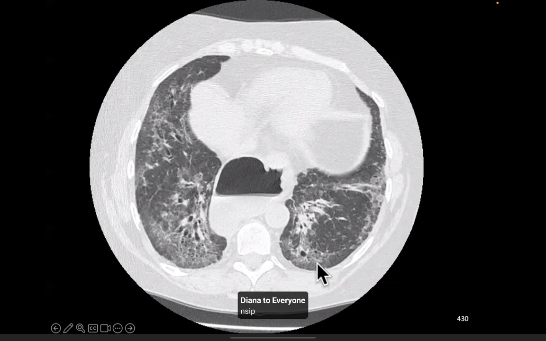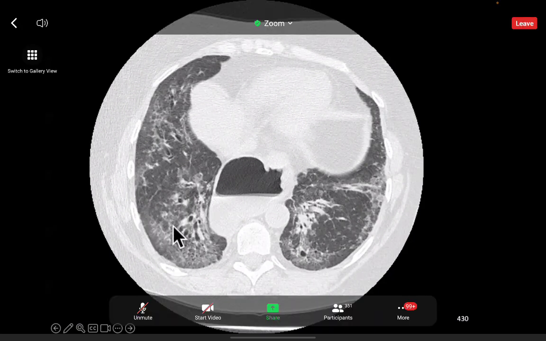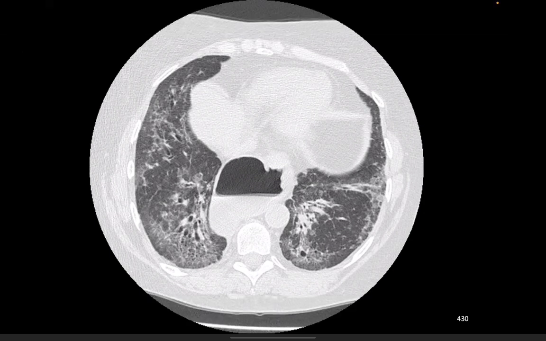You've got peripheral spurring, you've got traction bronchiectasis, you've got architectural distortion. But the key thing here that distinguishes it from UIP is that there is no evidence of honeycombing. So you don't want to tell the examiner that this is honeycomb lung, because it isn't. And this is traction bronchiectasis, and you've got this peripheral spurring, which is characteristic.